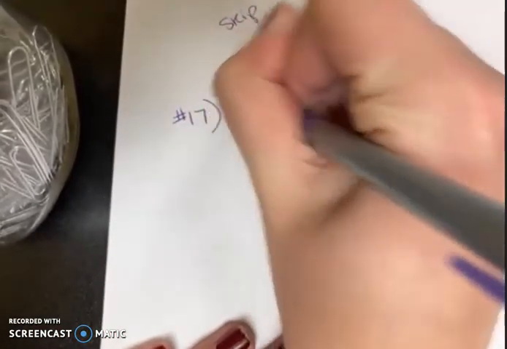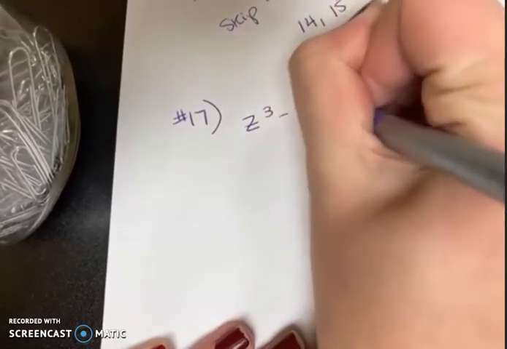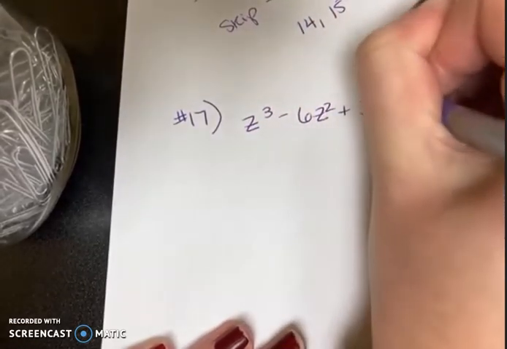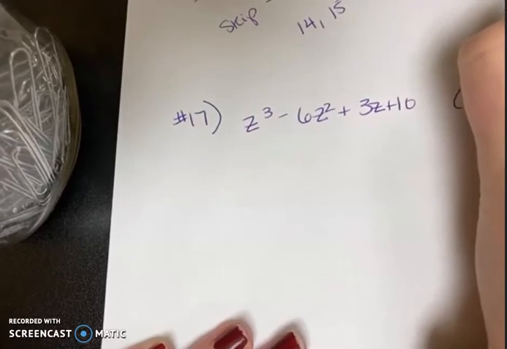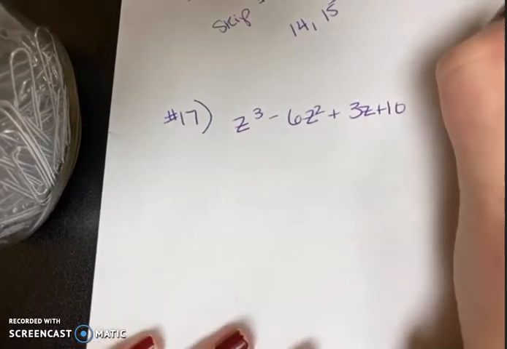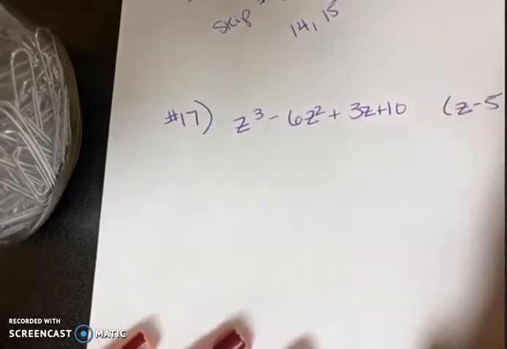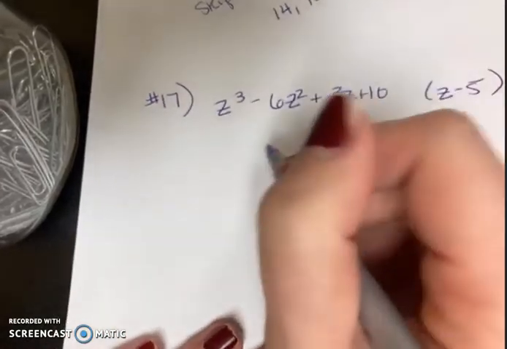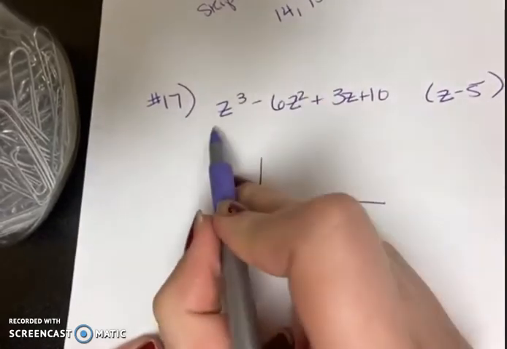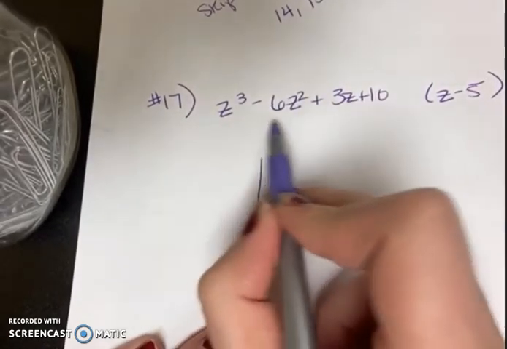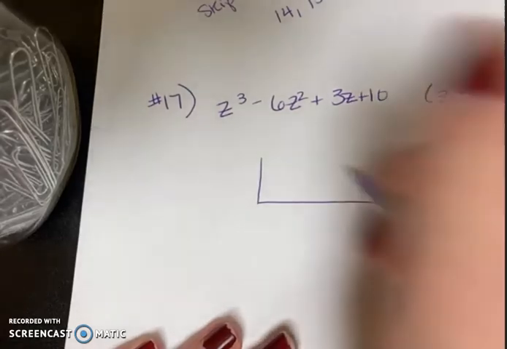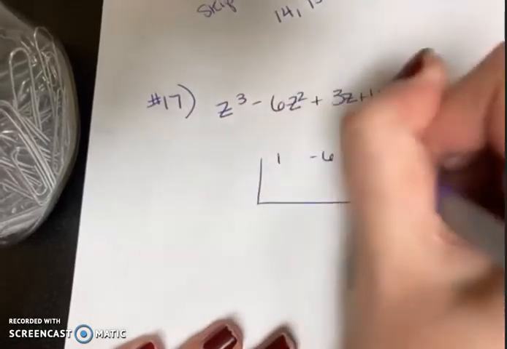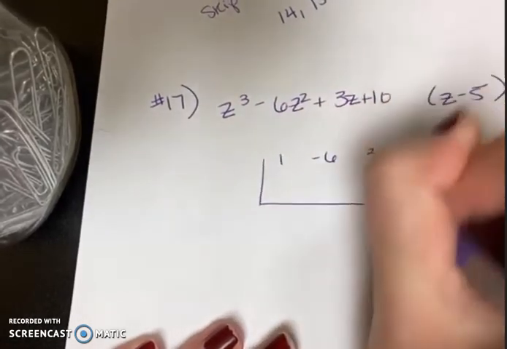17 says z cubed minus 6z squared plus 3z plus 10. And I gave you that the factor is, there was a typo on your homework, it should say z minus 5. If I'm going to use synthetic division, remember, we need to check and see if this is written in standard form and if we need any placeholders, which I do not need. So it's 1, negative 6, 3, and 10.